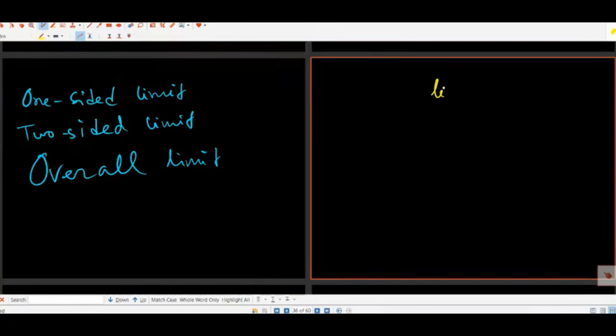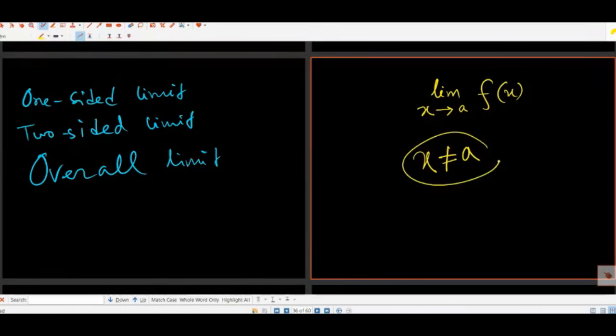Normally the limit of a function f of x is denoted this way: limit of f of x when x approaches a. We can also pronounce it like that: limit x approaches a, limit x tends to a, limit x goes to a, but not x equal to a. So this is one warning. x approaches a is not like x equals a. So remember.